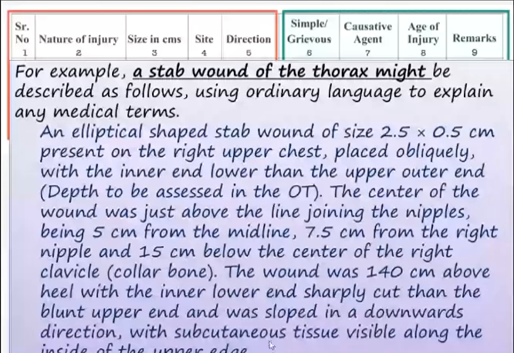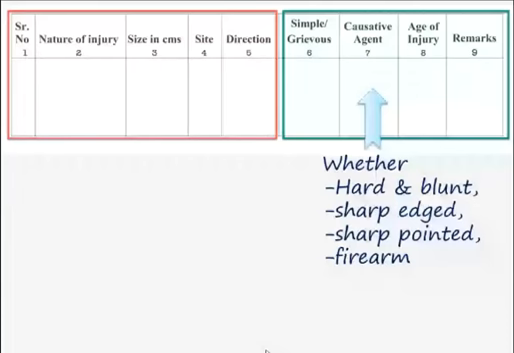In the observation column, now you will shift to the opinion column. Opinion column: that is the type or nature of the injury. Standard textbooks mention simple or grievous, and that has to be documented. The next column is the causative agent, whether hard blunt, sharp-edged cutting, sharp pointed, or a firearm.